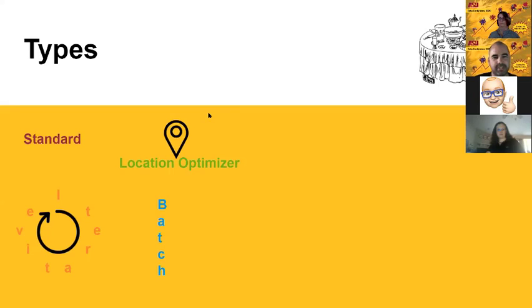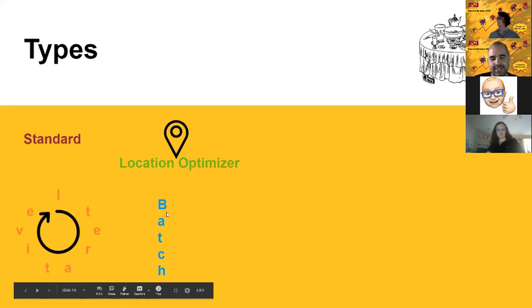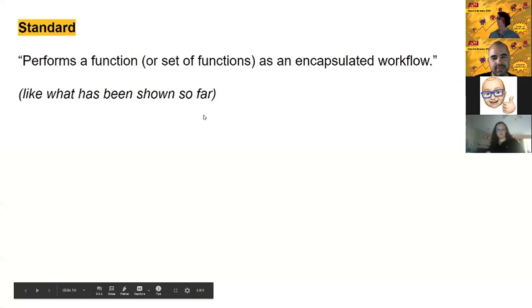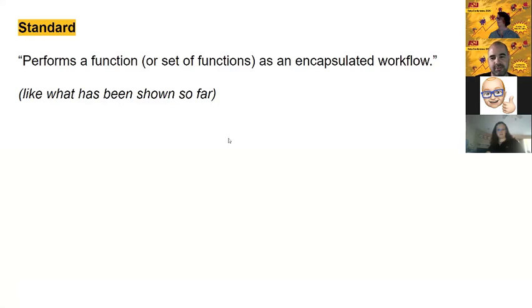Okay, so I mentioned different types. There are standard macros. There are location optimizer macros. There are iterative macros, and there are batch macros. Talk briefly about them. So standard is what I've shown you so far. It's just a block of code that gets run in line with a query. Pass data in, data comes out, macro's done.